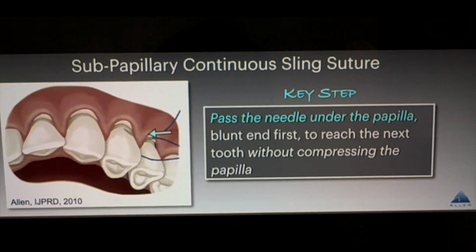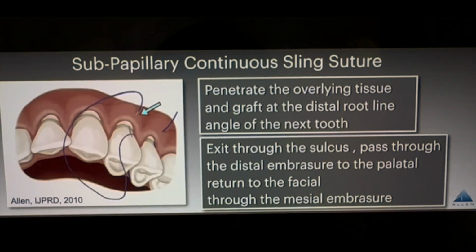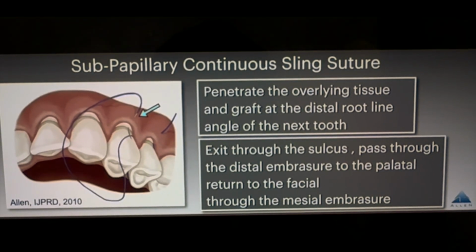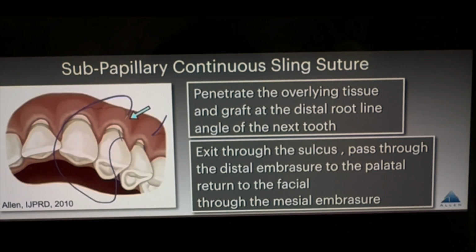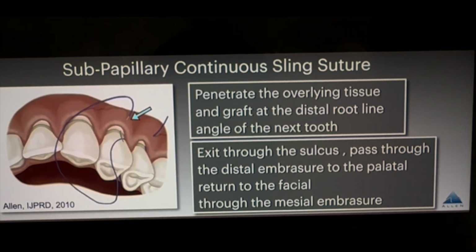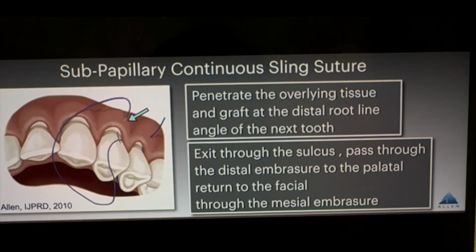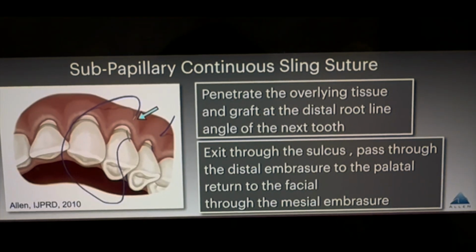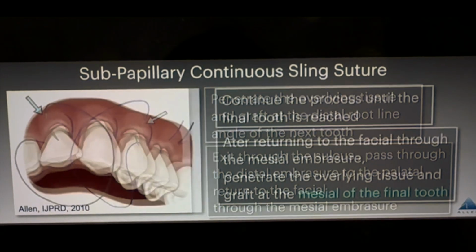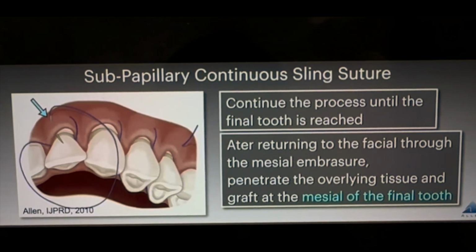So pass under the papilla to get to the next tooth, then penetrate 4 millimeters off the margin at the root line angle, exit through the sulcus once again, go through the embrasure, distal to the tooth, around the palatal aspect, back to the facial, through the mesial embrasure to reach the next tooth. You have to go under the papilla once again. And you do that until you get to the final tooth.